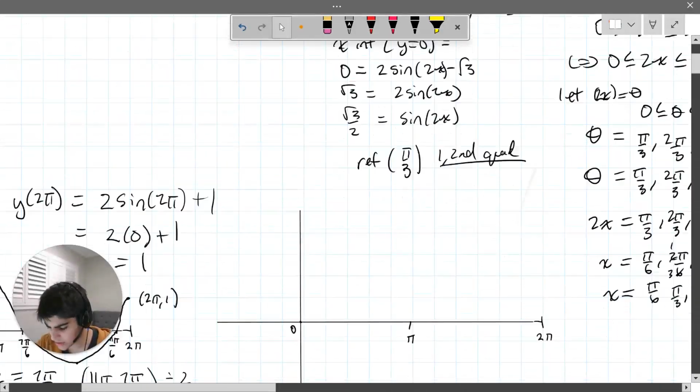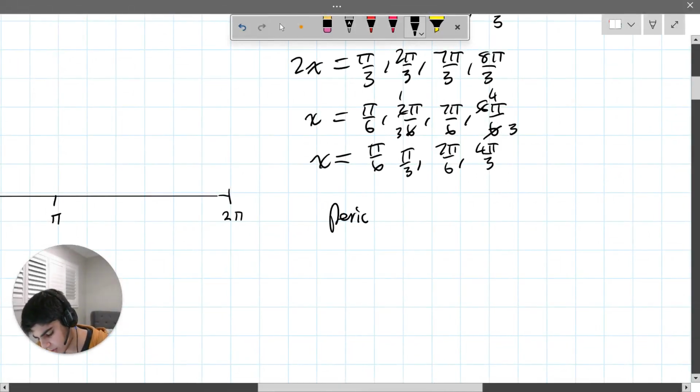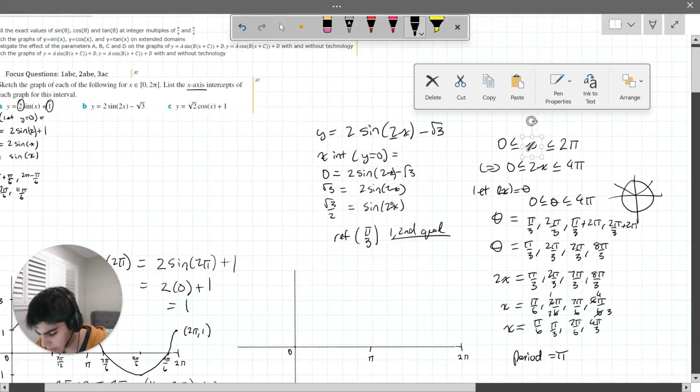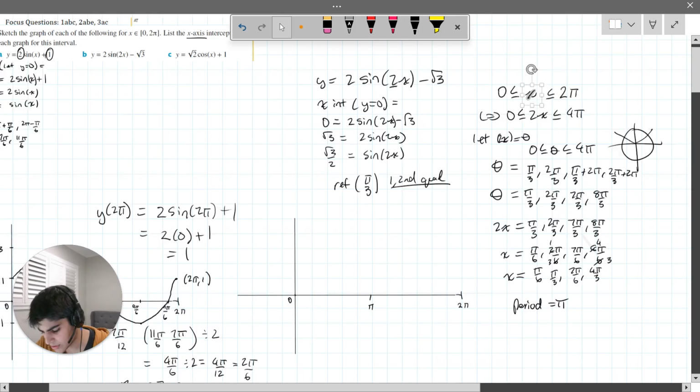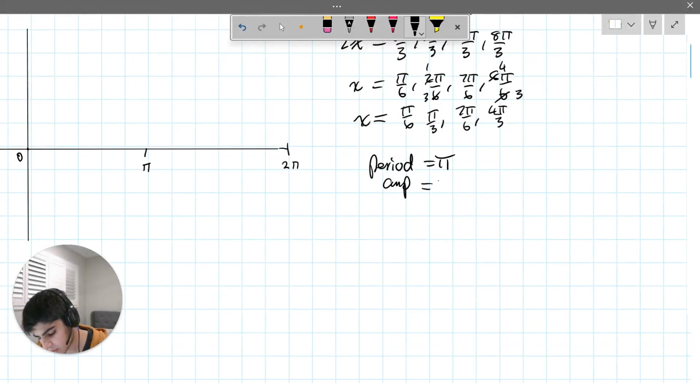No translation here, just a dilation. So our period is pi. Our amplitude is 2. Amplitude equals 2.